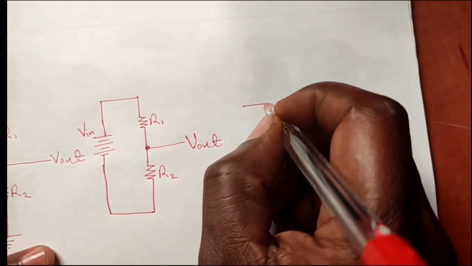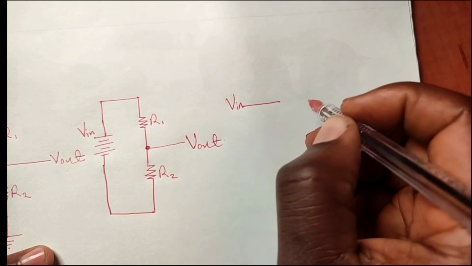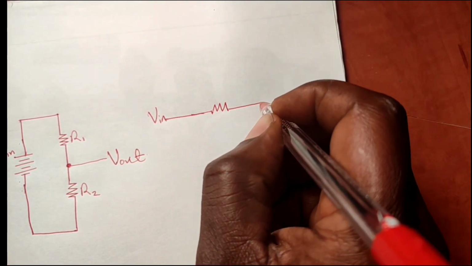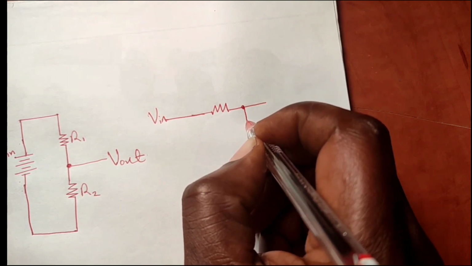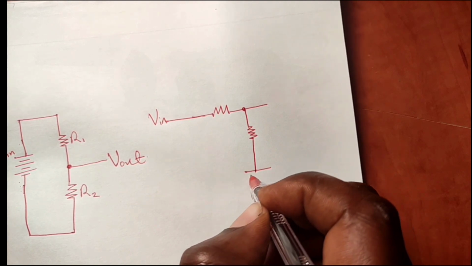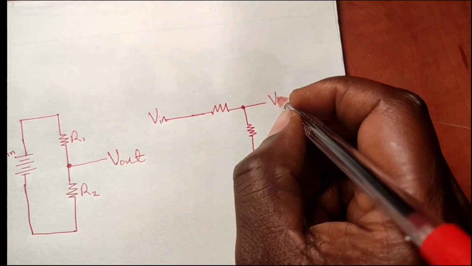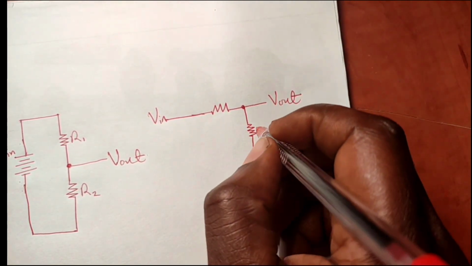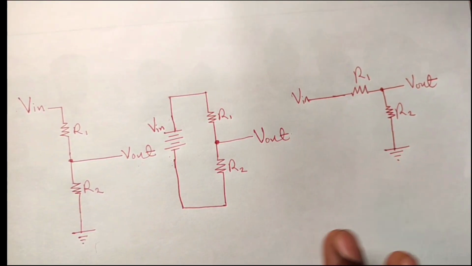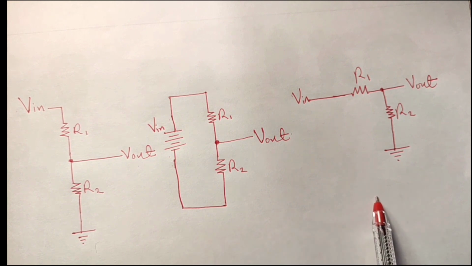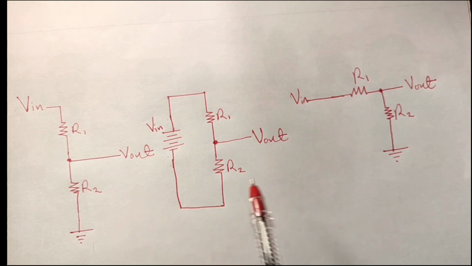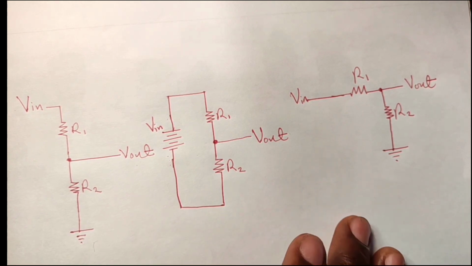Now, there's another representation you can have. This is V in coming in to a resistor, then going out. Then there's a junction here, coming down here. Here, this is your V out. This is R2, R1. These are three representations of the voltage divider circuit. However they are represented, anywhere you see them, you can identify them like this.